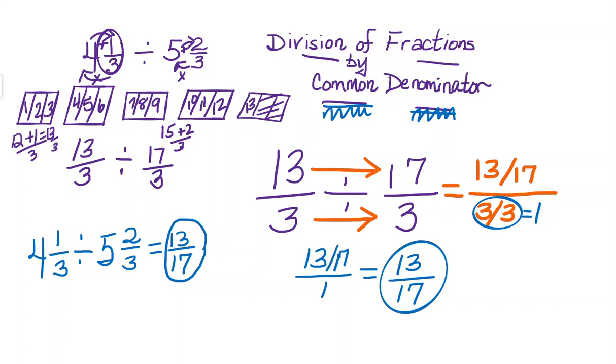And 4 1/3 is 13/3. 5 2/3 is 17/3. So relative size wise, 13 is 4 1/3 and 17 is 5 2/3. So you're really just dividing 13 by 17 to get your answer. And that's what you get. So you get that relative size thing so you can see it. And you're good.